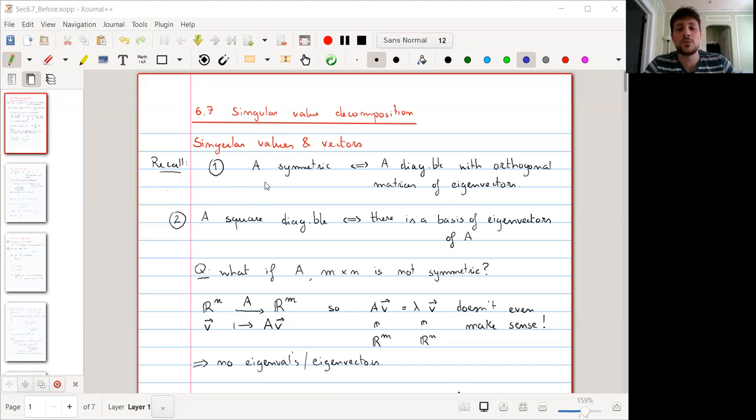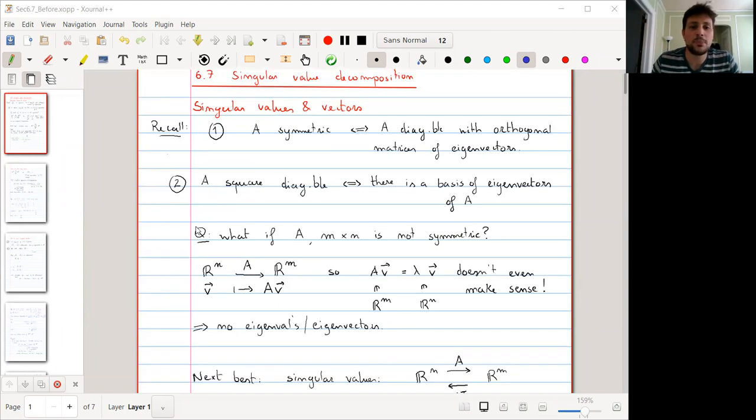First of all, last time we proved that if a matrix is symmetric, then it's diagonalizable with orthogonal matrices of eigenvectors. And conversely, any matrix that possesses an orthonormal basis of eigenvectors is symmetric. And more in general, we saw that a square matrix is diagonalizable if and only if there exists a basis of eigenvectors. So the main question that we want to work on today is what happens if the matrix that we start with is not even symmetric to begin with.